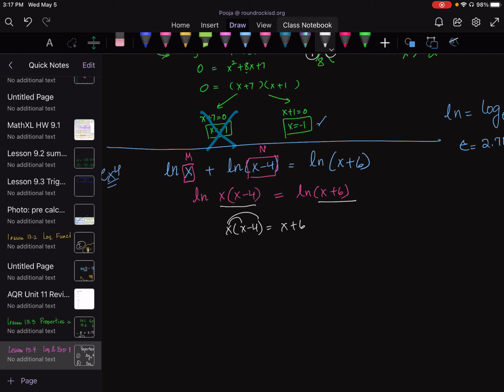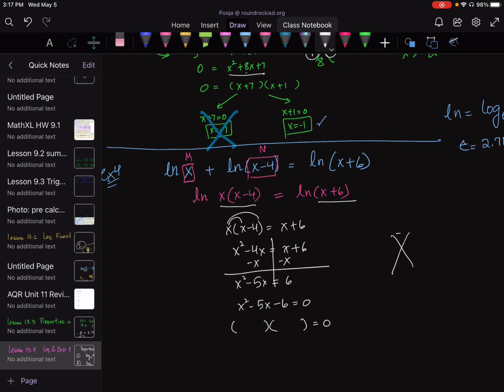I'm going to distribute the x. Subtract x from both sides because those two are like terms. x squared minus 5x equals 6. Also subtract 6 from both sides, equals 0. And I end up with a trinomial just like the one here. I need to factor it. I'm looking for factors of negative 6, which when added or subtracted will give me negative 5.